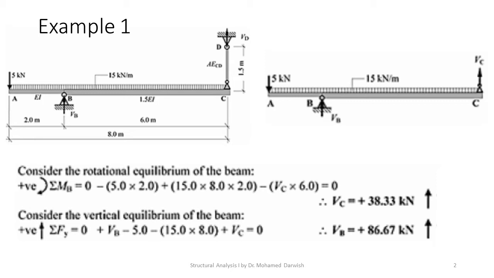Now from equilibrium, sigma Fy is simply VB plus VC minus 5 minus 15 times 8. So that will give us VB equal to 86.67. And of course VD is equal to VC if we look at the equilibrium of member CD.